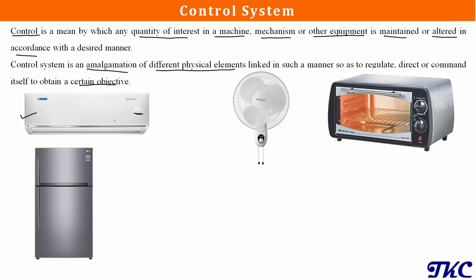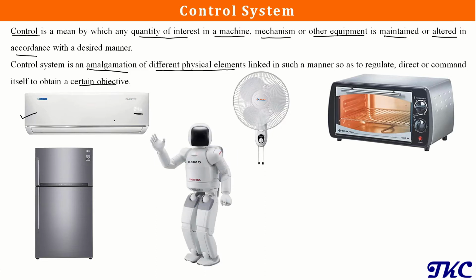Another example of control system is this oven, where we can maintain temperature or we can change the temperature based on our need. It also consists of different elements that are achieving the objective of heating the food. This humanoid robot is another example of a complex control system because it consists of a number of actuators and sensors, and they have to coordinate in order to achieve a particular task. They will be programmed to execute a particular task, but the coordination between different sensors and actuators will occur based on the control system.